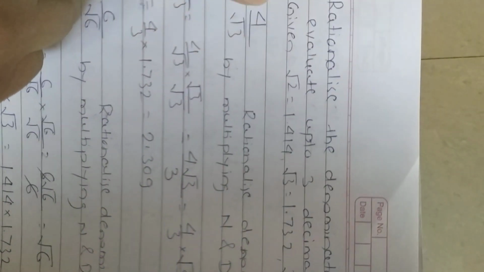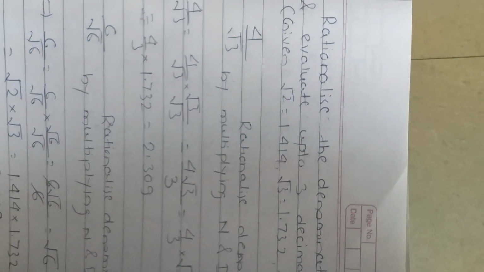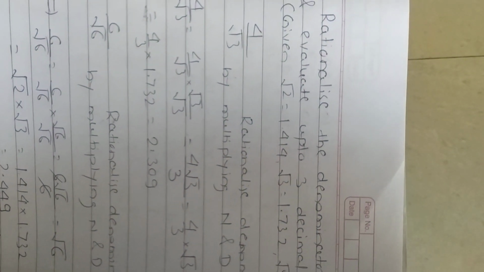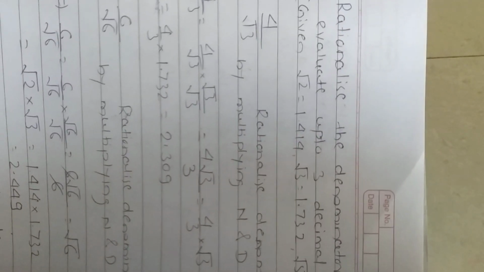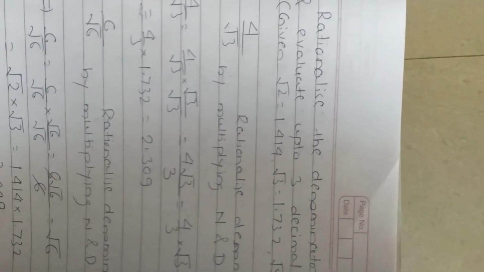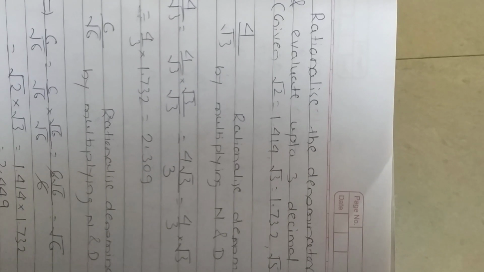We have been given the values of root 2, root 3 and root 5 for the sake of convenience, and we have to find the answers corrected up to 3 decimal places. So before we start this, we must know about the rationalization process and the rationalizing factor.